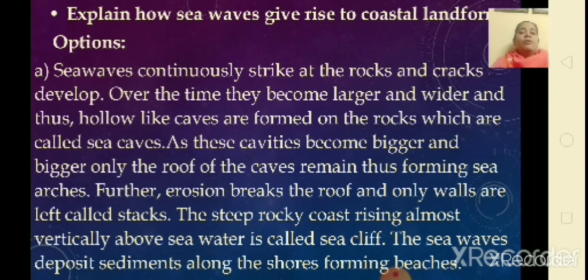Further, erosion breaks the roof and only walls are left, called stacks. The steep rocky coast rising almost vertically above sea water is called sea cliff. The sea waves deposit sediments along the shores, forming beaches. So this is one option. Let us have a look at the other one.